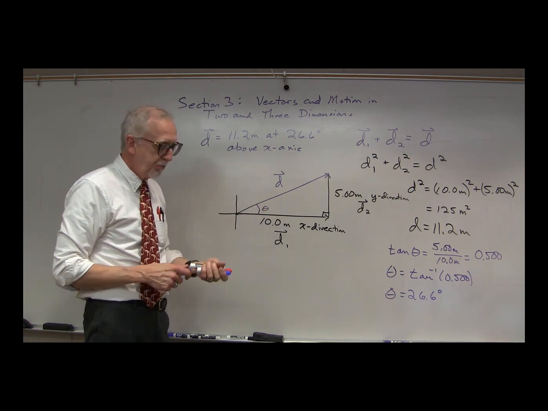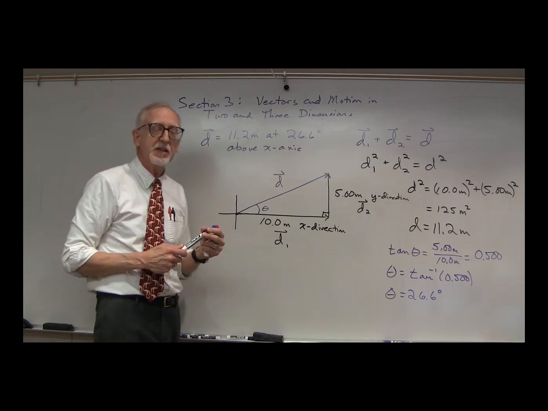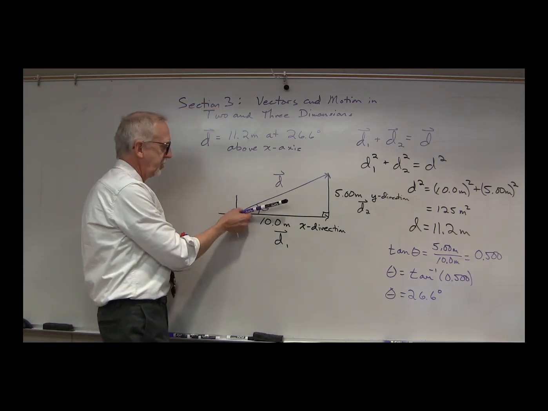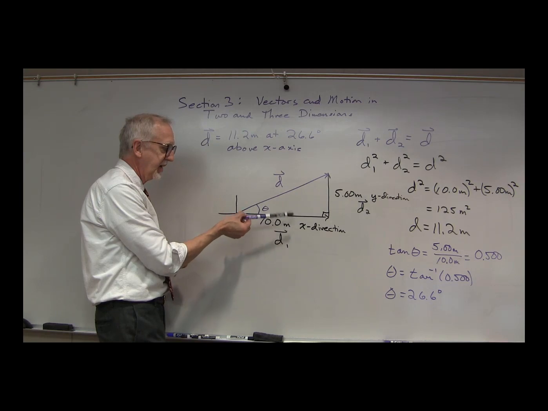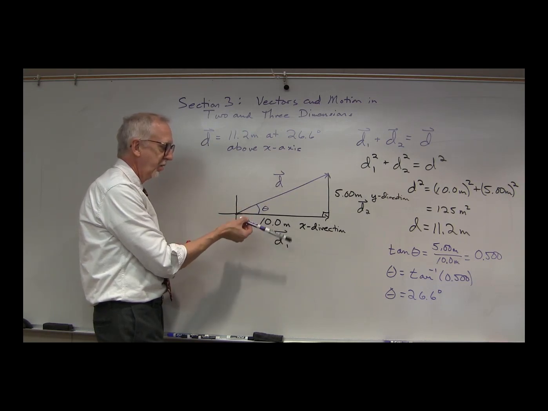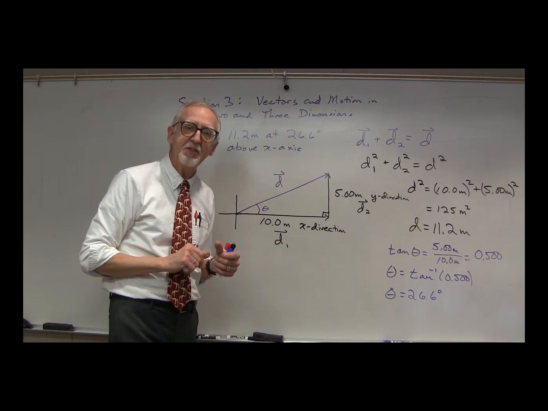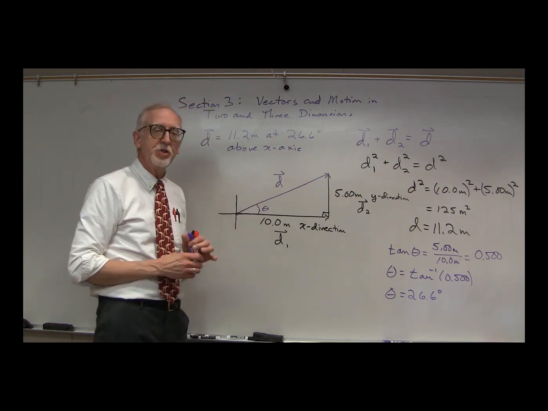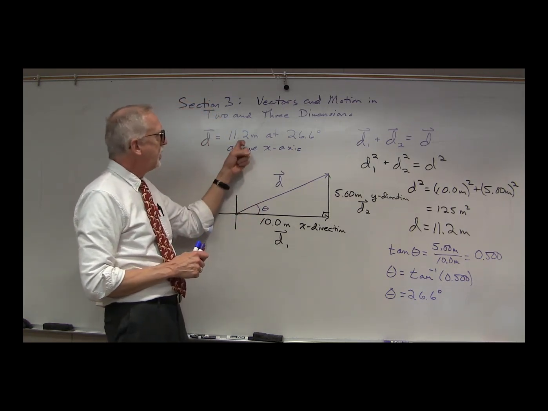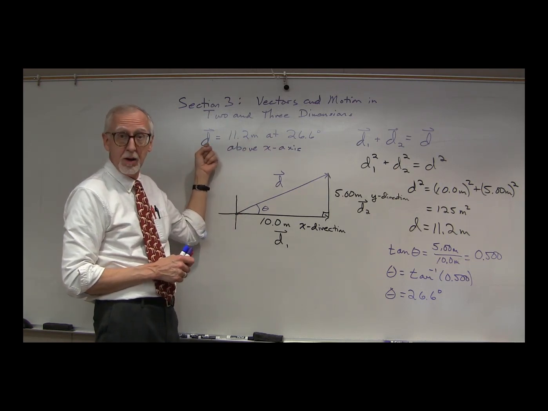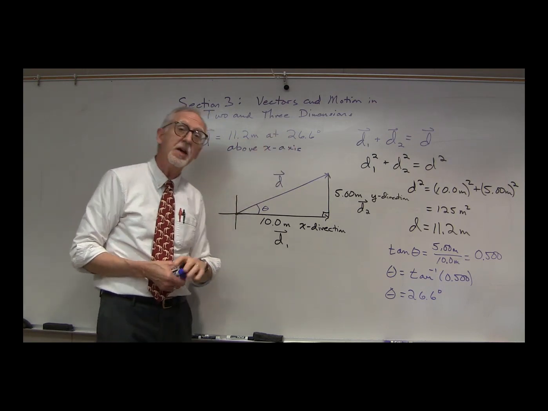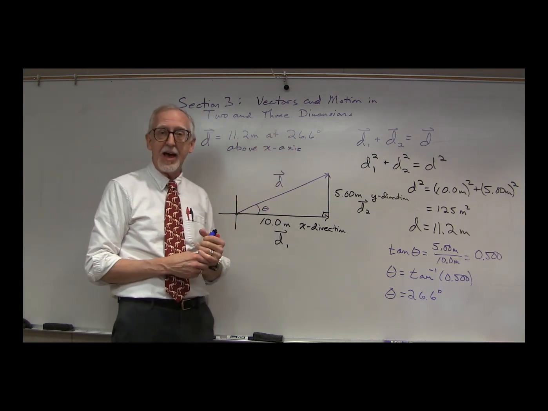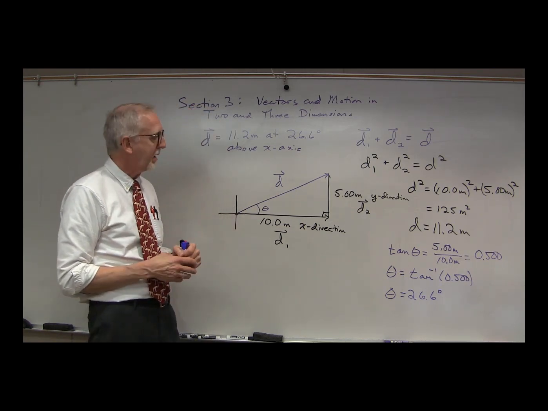But we also have to say above, because if we say 26.6 degrees from the x-axis, that could be above the x-axis, could be below the x-axis, could be out this way from the x-axis, could basically be on any kind of cone around the x-axis. So to be specific, when we're talking about two dimensions, we need all those things to completely describe the vector d: 11.2 meters at 26.6 degrees above the x-axis, above the x direction. Either one is fine. Okay, very, very good.